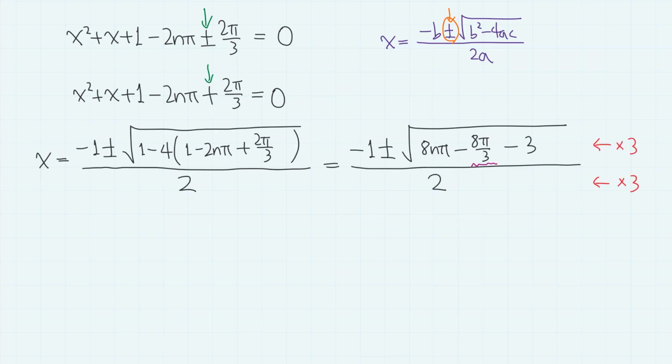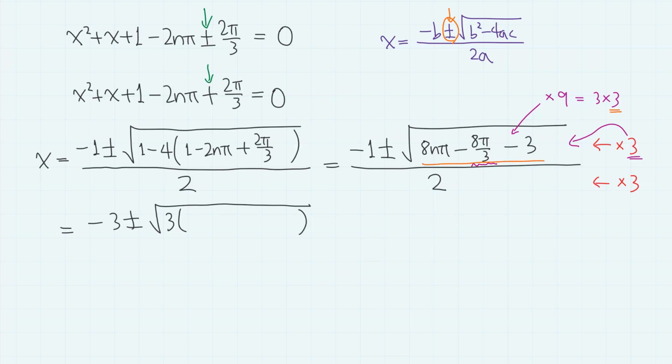Here, in order to remove this fraction, let us multiply 3 on both numerator and denominator. Then we have minus 3 plus or minus the square root of, and if this 3 goes inside the radical, it becomes 9, so the inner part must be multiplied by 9, which equals 3 times 3. So we can write the result as 3 times, then this part multiplied by 3, which becomes 24n pi minus 8 pi minus 9. So this divided by 2 times 3, hence 6. There may be an even simpler expression, but I am just going to use this.